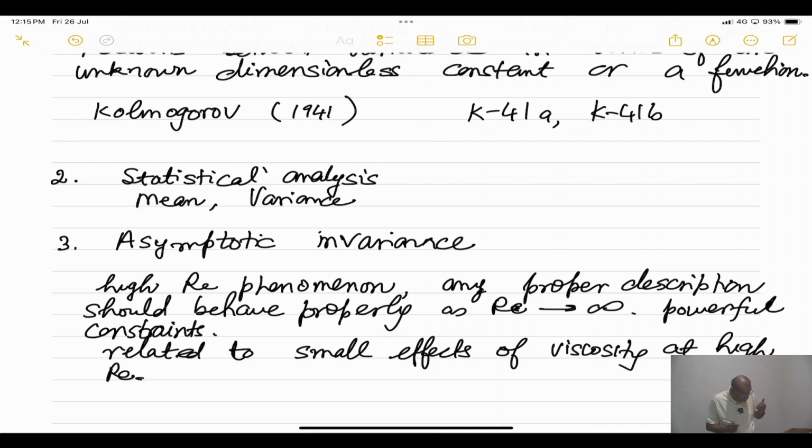Okay. So that is an example of an asymptotic invariance, that as things go in the limit, either something going to 0 or infinity, then you would expect some sort of behavior. And can we predict that? That is what we are doing in asymptotic invariance.